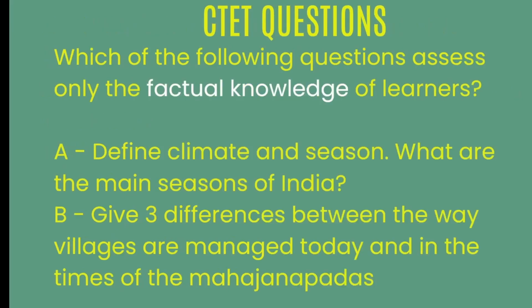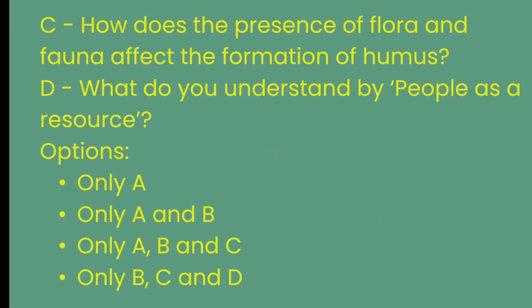So if we go back to the questions, only the first one where you're defining and mentioning the seasons of India, that is factual knowledge. If you're asked to give differences between something, you're comparing two timelines, so you are showing analysis or even understanding, depending on which class this has been asked. How does the presence of flora and fauna affect the formation of humus?